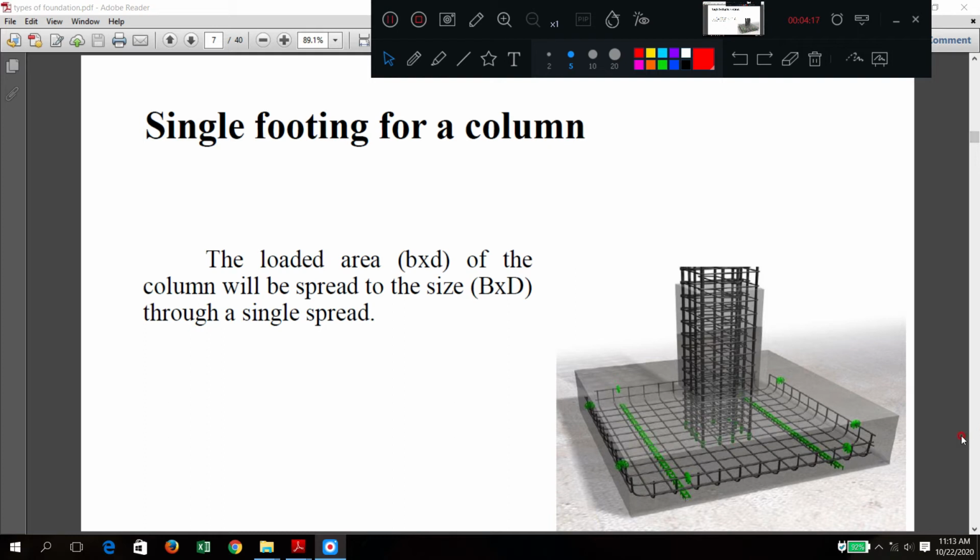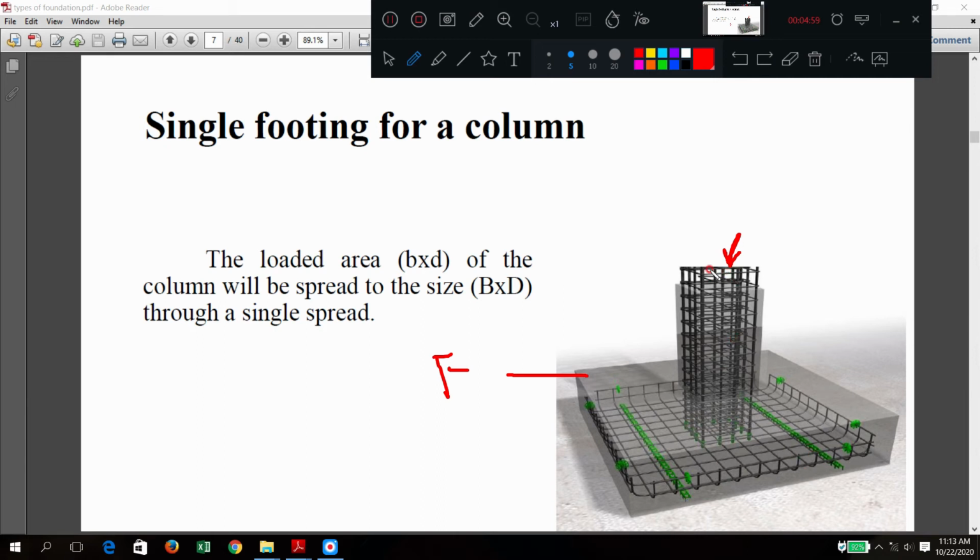In the construction of any building you will already have seen this. Here the column and its reinforcement are shown, with vertical bars and horizontal bars. Similarly, the foundation is also called a footing slab. We have a slab for a roof also, and in a similar way for the footing we provide a slab type of structure. It also contains reinforcement in the horizontal directions, in the x and y directions.